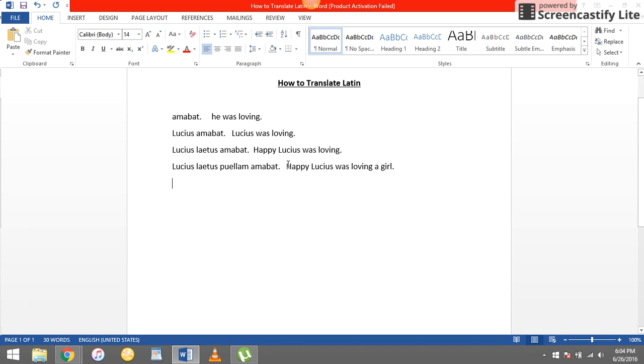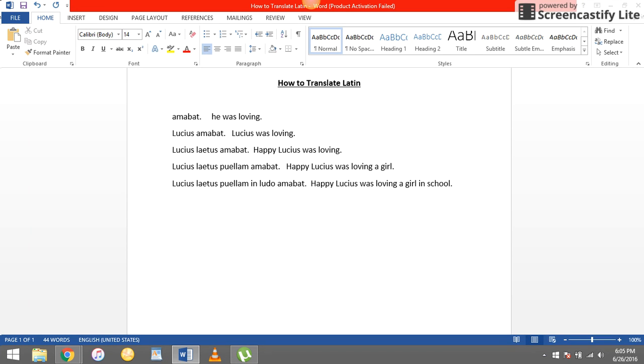We could add even more to the sentence. How about Lucius Vitus Puellam in Ludo Amabat. Now, what did we add? Well, the sentence is exactly the same, except we added in Ludo, which is a prepositional phrase. So we would say, Happy Lucius was loving a girl in school. I know you don't know the word school yet, but it doesn't matter because I'm telling you here what it is.